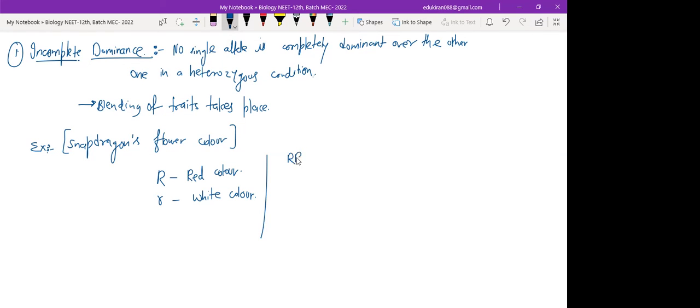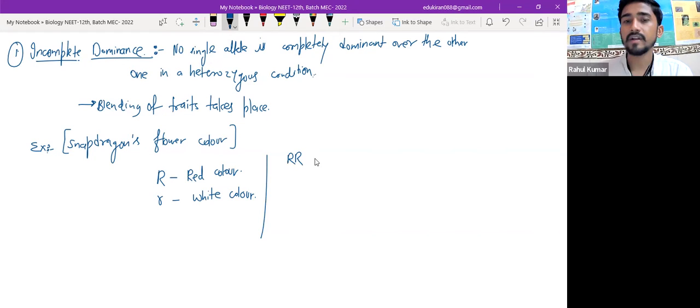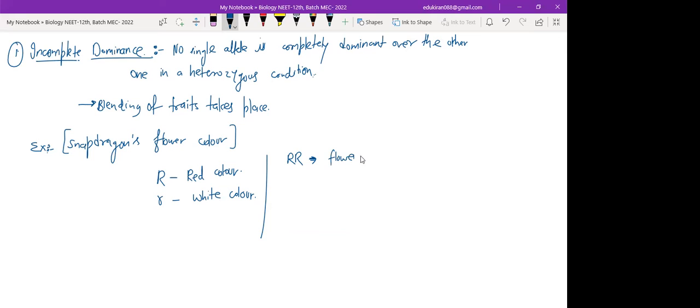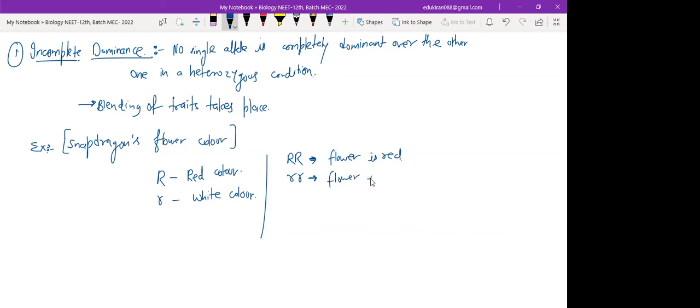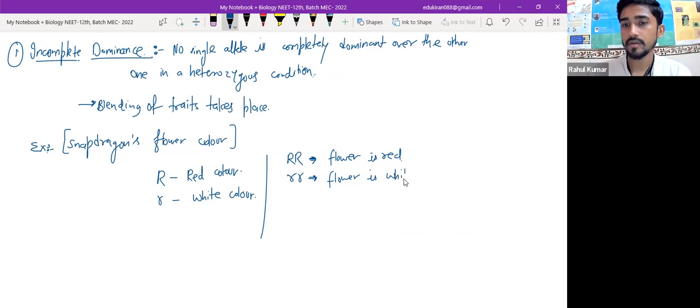If the genotype is capital R, then what do you expect the color of the flower to be? Red color. Yes, the flower is red. And if it is small r, what do you expect? White. The flower is white, because both of these are homozygous, right? Both are the homozygous condition, correct?